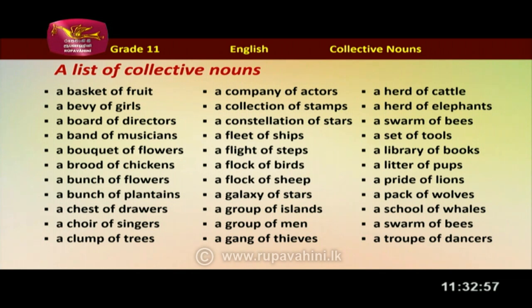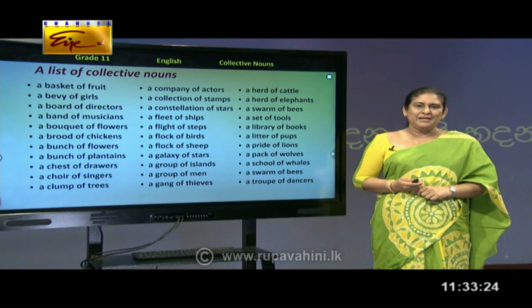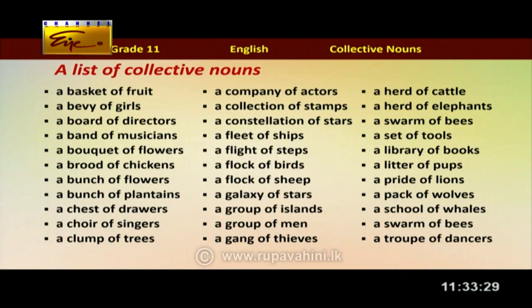The second one, collective nouns used on animals. Yes, there are plenty of collective nouns. A flock of birds. A flock of sheep. A pride of lions. Of course. We use for a group of lions, a pride of lions. The next one for things. What are the collective nouns that we can use for a group of things? A chest of drawers, I can see.